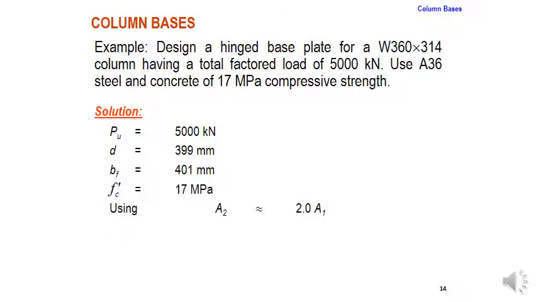So your example: you have to design a hinged base plate for W360 into 314 columns having a total factored load of 5000 kilonewtons. Use A36 steel and concrete of 17 megapascal compressive strength. So all of the things are with you. You can make a list of the given data, and you can assume for the starting A2 is equal to double the area of the base plate. Mean area of the concrete foundation A2 is approximately double the area of the base plate.